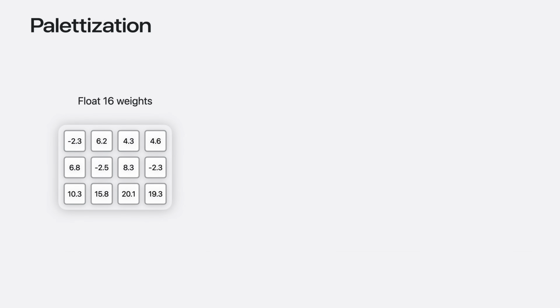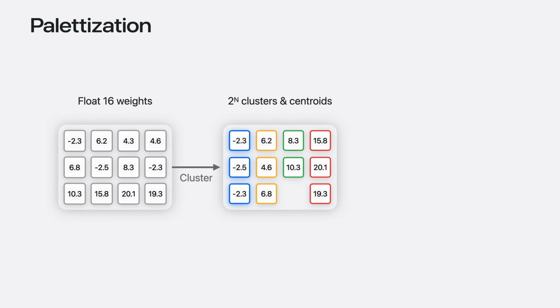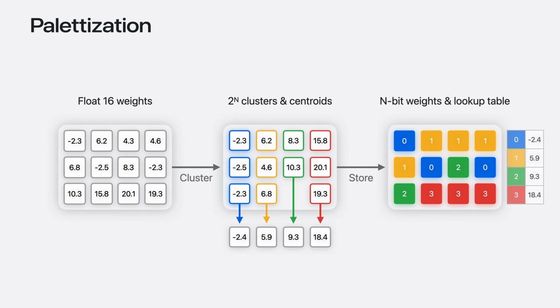The first technique is called palletization. In palletization, weights with similar values are clustered together and represented using the value of the cluster centroids. The cluster centroids are stored in a lookup table. An n-bit index map to the lookup table is the compressed weight. In this example, the weights are compressed to 2 bits.